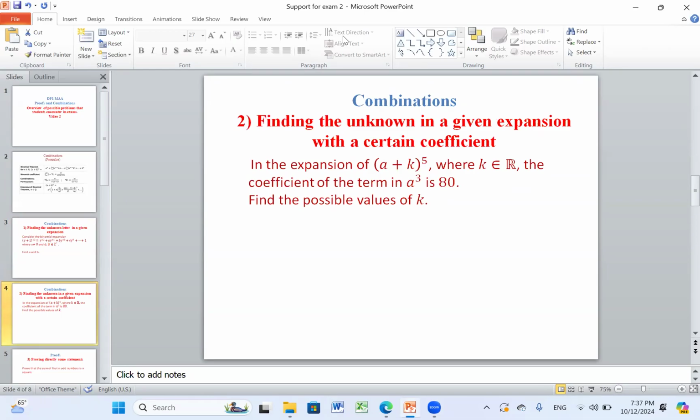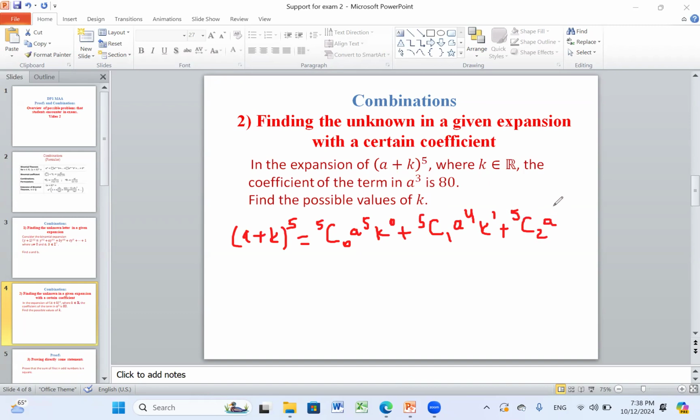The second type of binomial expansion question using combinations is of this type. In the expansion of (a + k) to power 5, where k belongs to the set of real numbers, the coefficient of the term in a cubed is 80. Find the possible values of k. If we apply the previous formula here, it's going to be again combination of 0 elements out of 5, a to power 5, k to power 0, plus combination of 1 element out of 5, a to power 4, k to power 1, plus combination of 2 elements out of 5, again a cubed k squared, and it goes like this.